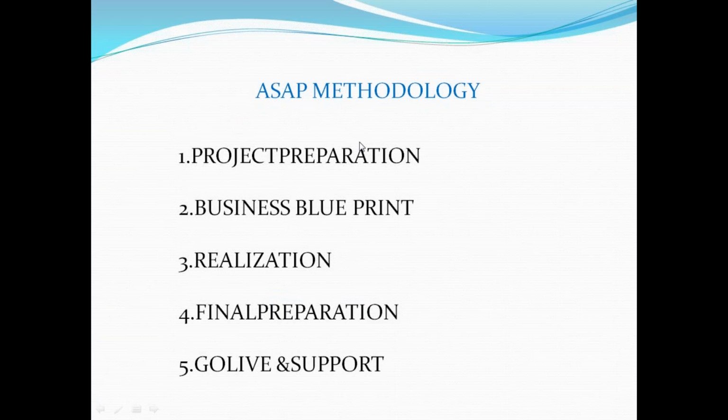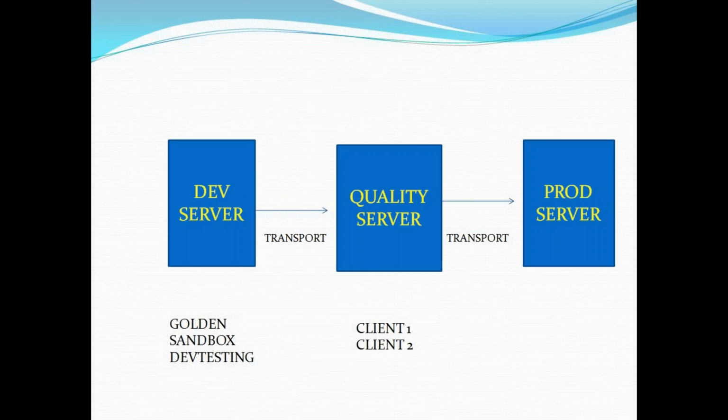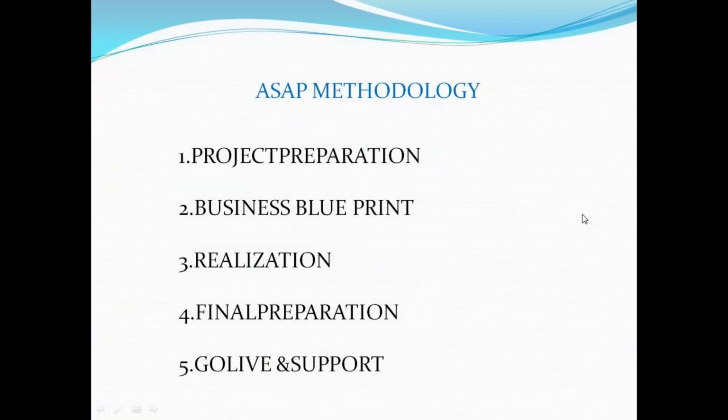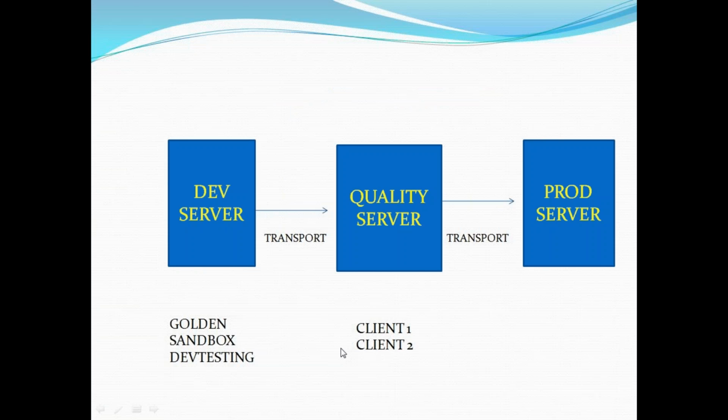Project preparation. Business blueprint means here we have the as-is document and to-be document. Realization, actual configuration will start from realization. For this purpose, we have three servers. First we do the development server, then the quality server, next the production server. This is the way we do the configuration. Next, final preparation, where we upload the data, master data. After that, go live and support.